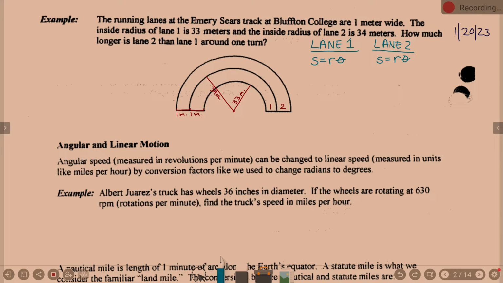Now, when we talk about how far they're running, notice they gave us the distance to the inside, right? Technically, a good runner is going to hug the inside line, right? Because they're trying to run the shortest distance. So that's what we're going to find the length of there.